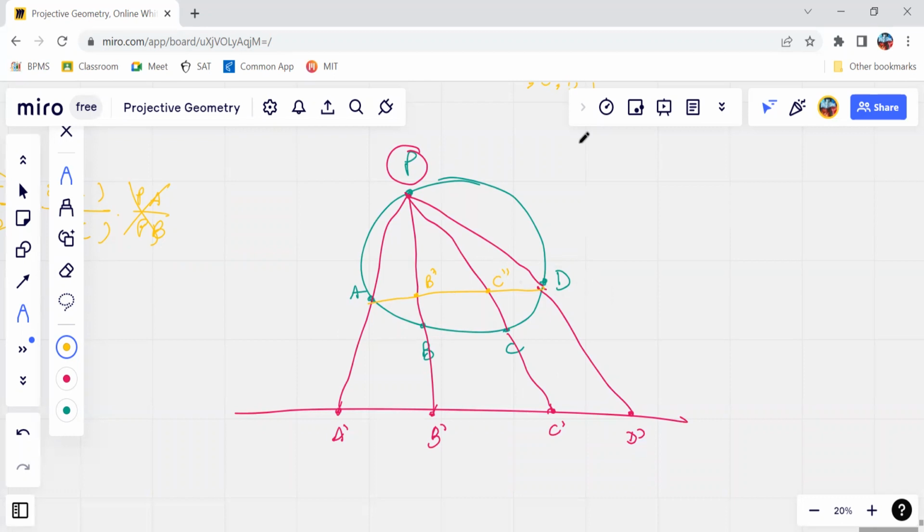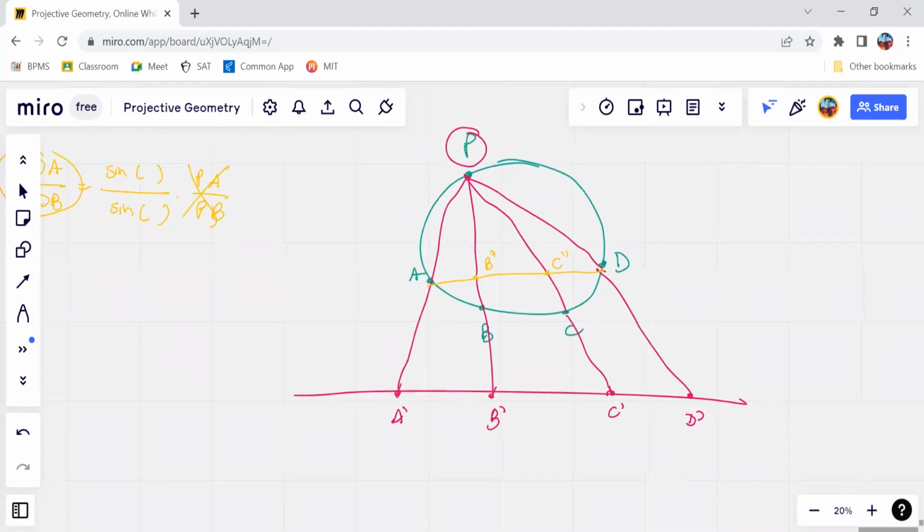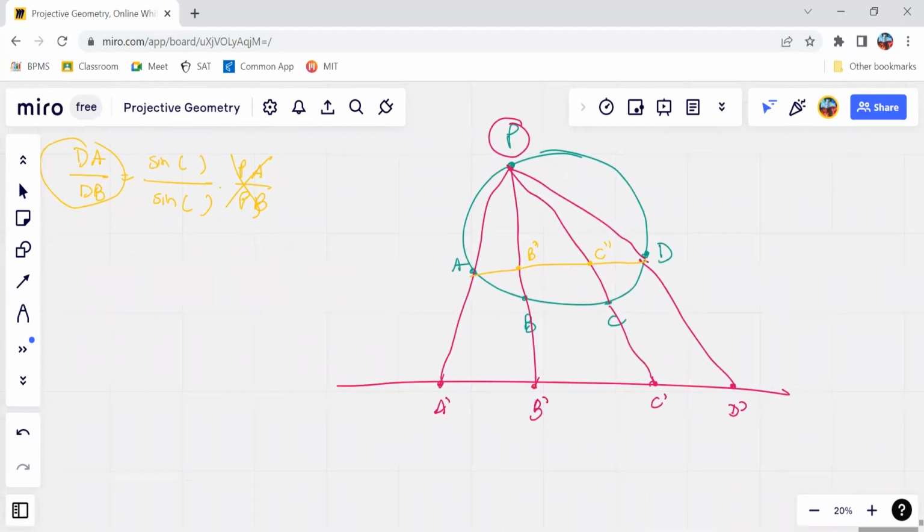You need to just do trig. And let's not do evil stuff during this class. Trig isn't that bad, but still, projective is a lot cleaner than that. And this is just the preliminary results. So that's all we need to know about cross ratios.